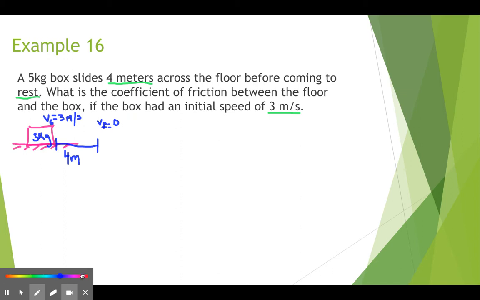Okay, so if we're looking for the coefficient of friction, that would mean here that we have a frictional force. So acting on our object here, we have the force due to friction. If it's sliding, we're going to be dealing with kinetic friction. In this case, it doesn't technically matter what type. We'll have the force of the surface supporting the object, the normal force, and then we'll have the force of gravity as well.